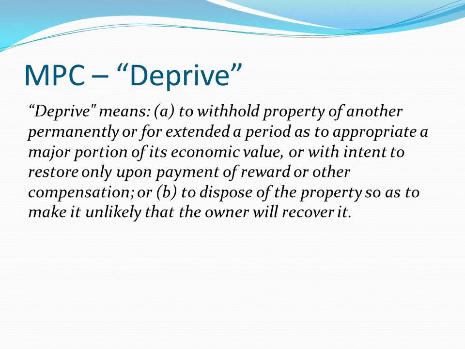The second major way that you can deprive someone is to dispose of the property, so to get rid of it, so as to make it unlikely the owner will recover it. So maybe you don't keep it for yourself, as we would assume that you're doing in Part A, but in Part B you get rid of it so it makes it unlikely that the owner will ever get it back. So you sell it, you destroy it, whatever you may do, but the owner will not be able to recover it. So either of those two ways, A or B, are ways that you can deprive someone of their property.